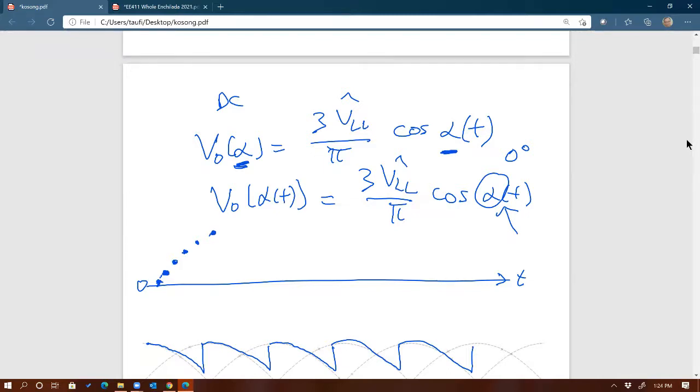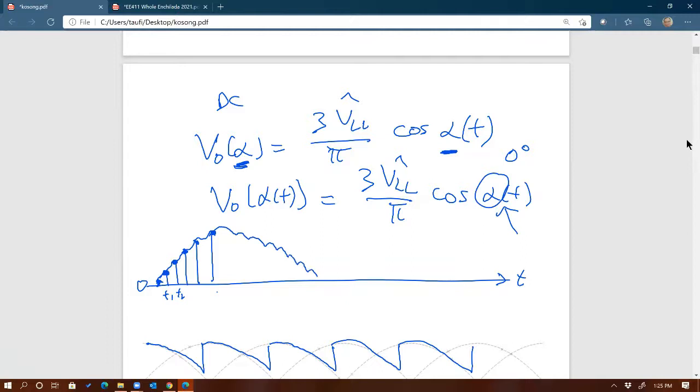So imagine if we can do this as time progresses, at different slices of time, T1, T2, T3, and so on and so forth. You keep changing alpha, so then the average of the output voltage changes as well, following that alpha.